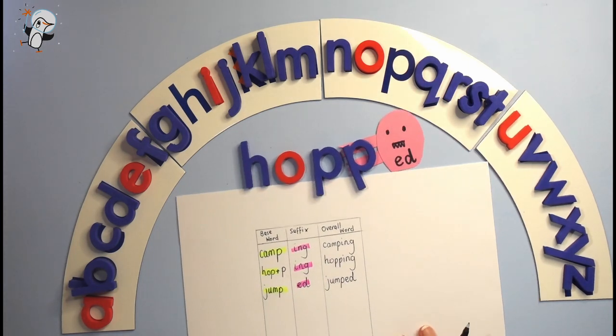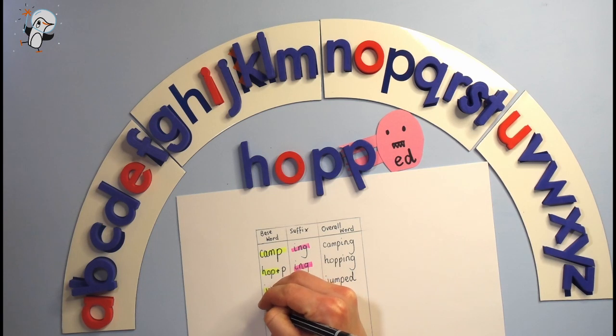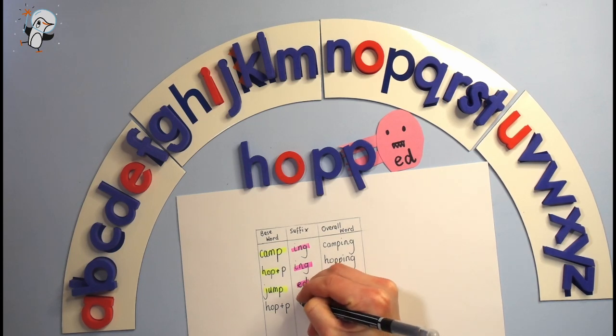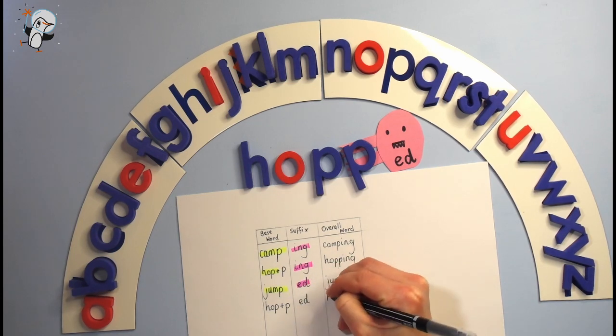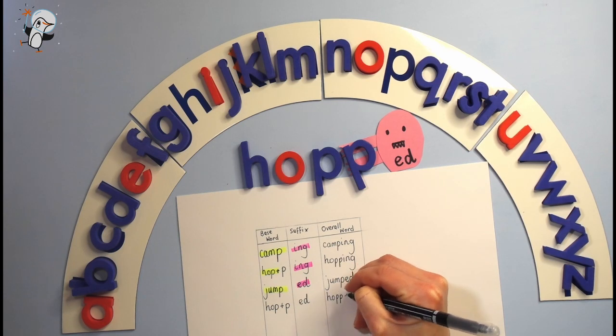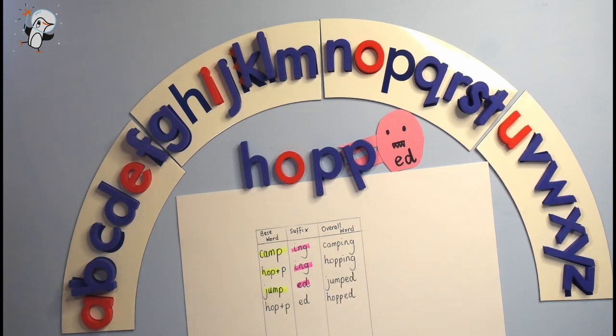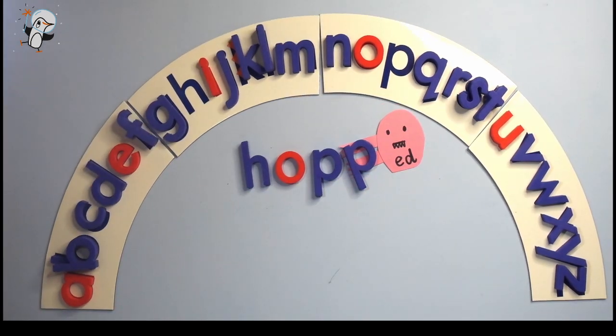Add this to our word table. We write hop. We add the P before we write ed, giving us in our overall word hopped. Again, you can colour code that base word and suffix. The lesson pack contains lots of activities for reading and spelling both single words and sentences.